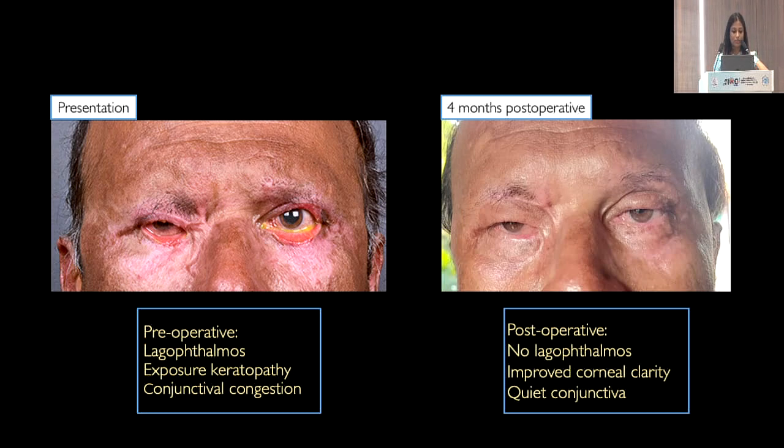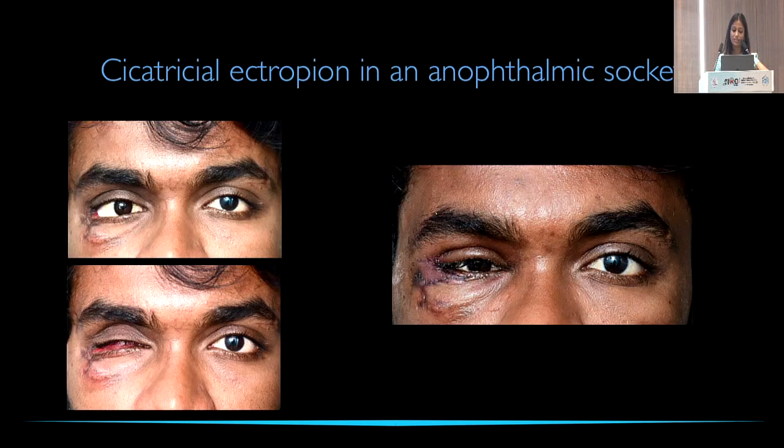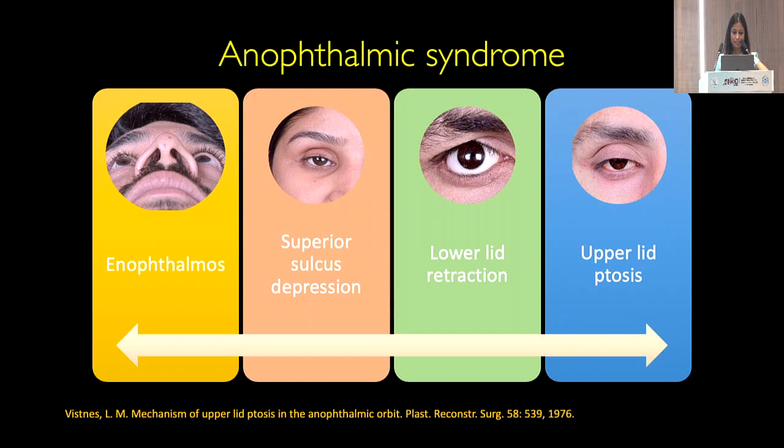And we can see at 4 months postoperative, there was no lagophthalmos, improved corneal clarity, and the conjunctiva was quiet. So from this case, we can glean that full thickness skin grafts are useful when surrounding eyelid skin is unhealthy or scarred, and it is effective for 4 lid cicatricial ectropions, such as in these cases, and there is good graft uptake due to sufficient periocular vascularity and small size of the graft. Similarly, in cicatricial ectropion in an anophthalmic socket, this was a case where we did a monopedicle flap, and the patient did well, with a very good contour of the lateral canthus.